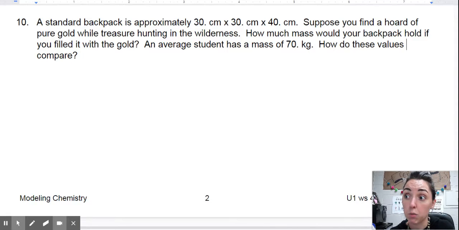Okay, so we're actually going to be looking at one of the problems from your packet. It's on the last page of your packet in the implied density problem. It's actually the last problem. So this is what we're going to work through together because it gives us a little bit of everything with density.